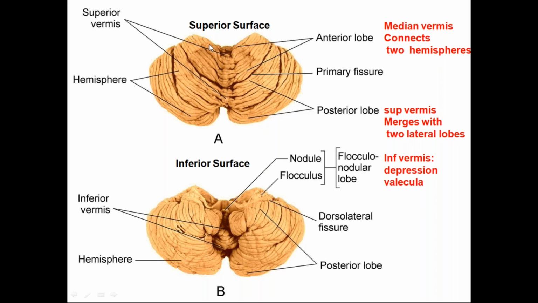And laterally, these expanded parts are called the cerebellar hemispheres. The superior surface is in fact convex. The vermis almost merges with the cerebellar hemispheres. While the inferior surface has a depression out here. If you see the vermis from the inferior surface, it has a depression, and this is called the vallecula. From that, one would be able to say which is the superior surface and which is the inferior surface.